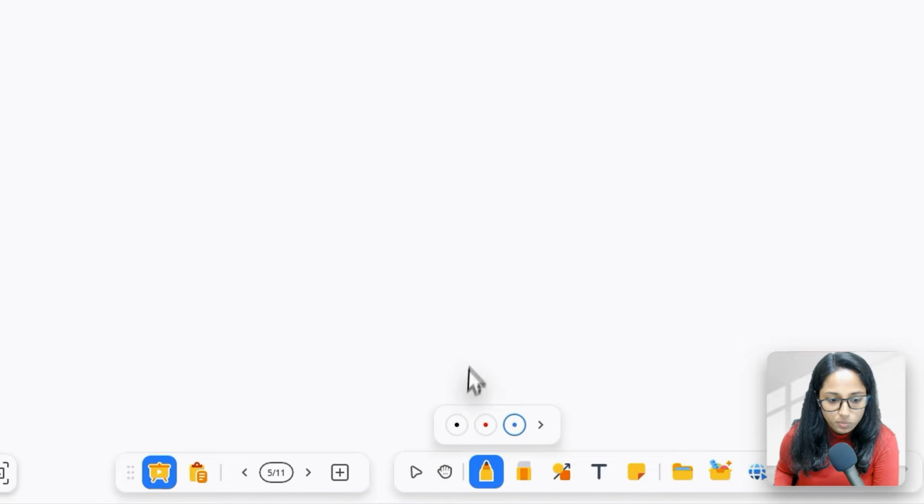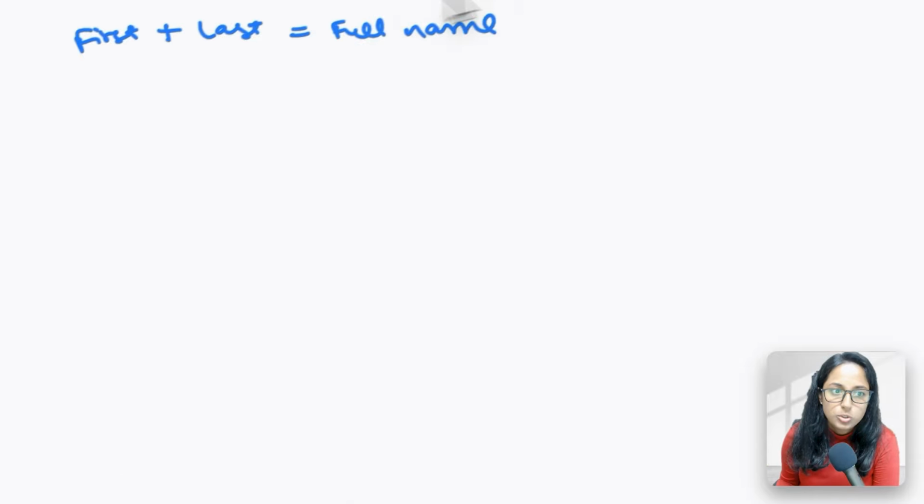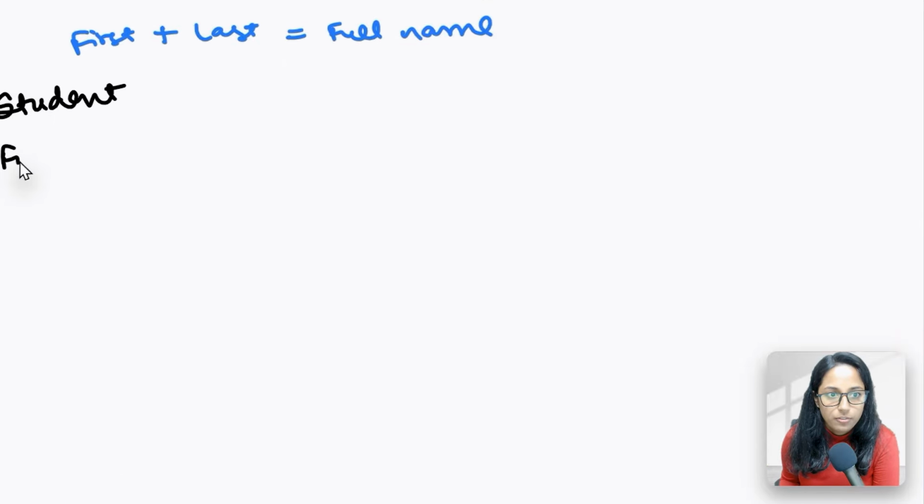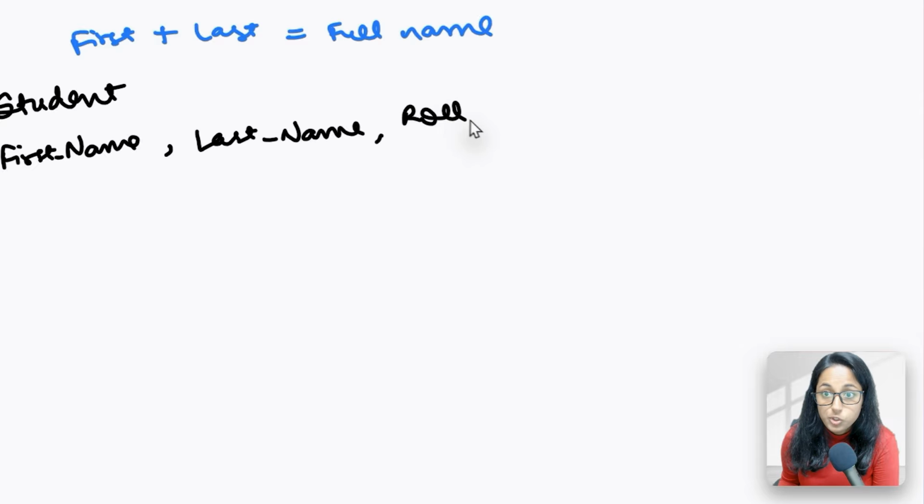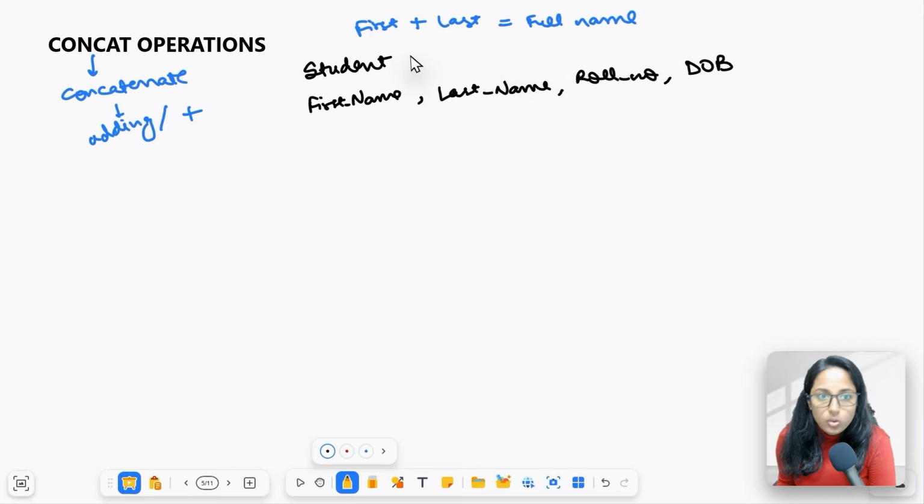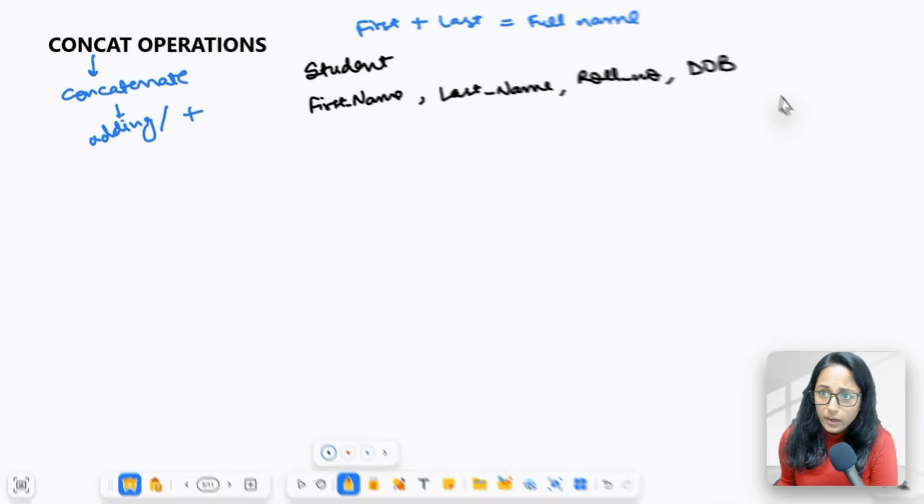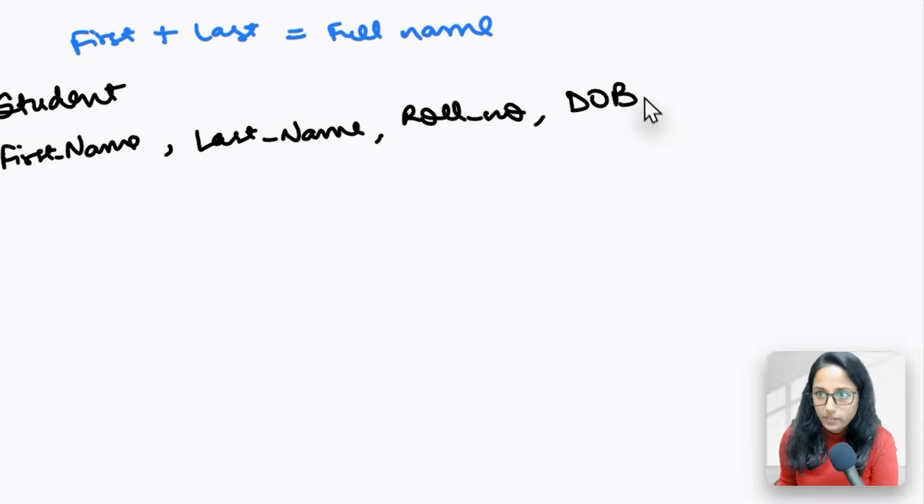So let's assume we have a table called student, and we have some attributes called first_name, with an underscore here, last_name, and a roll number, which should be my primary key. And let's see, we have DOB. Let's not complicate it much. So my requirement is, I need one additional column to be added as a full name. How can we do that?